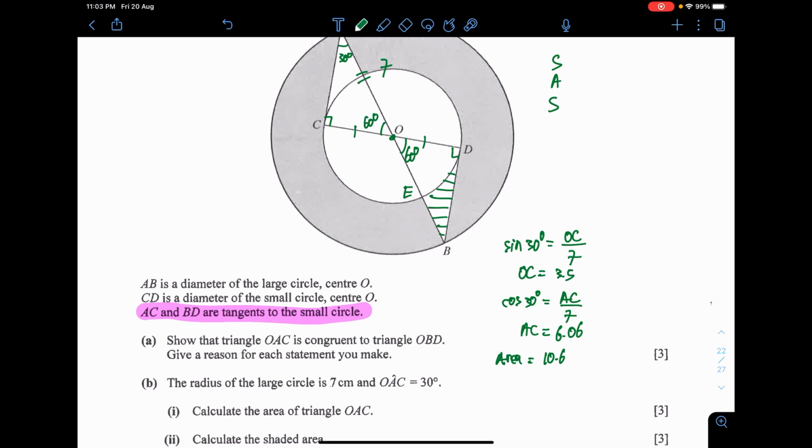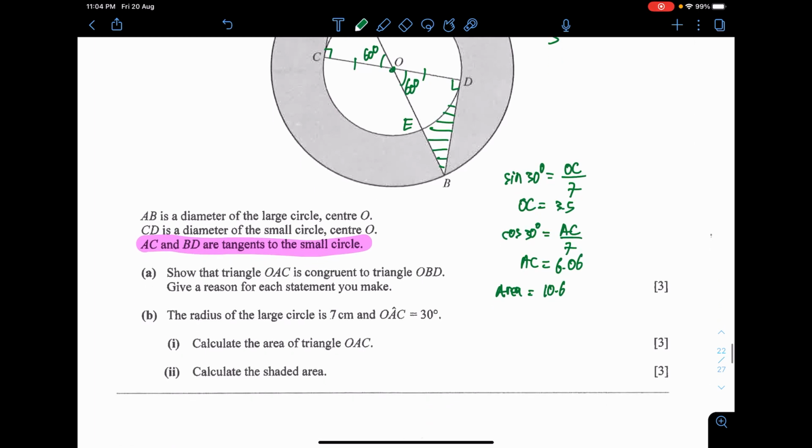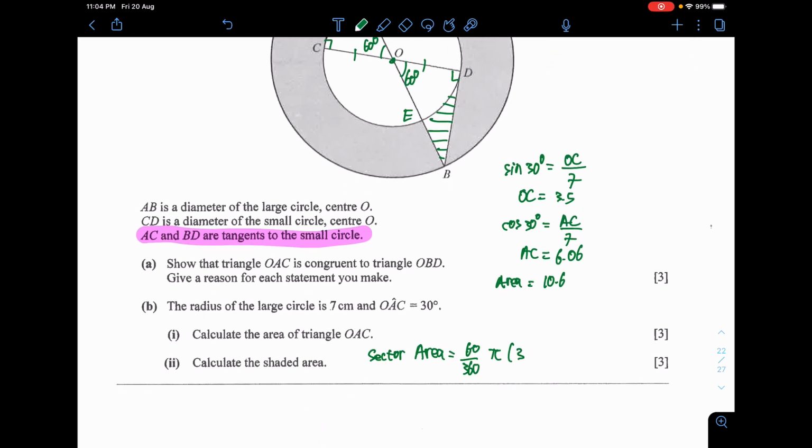So then to find the area of the sector, the sector area is 60 over 360 times pi r squared. The length of OC is 3.5, like this. 1 over 6 times pi times 3.5 squared. Alright, I got 6.414.